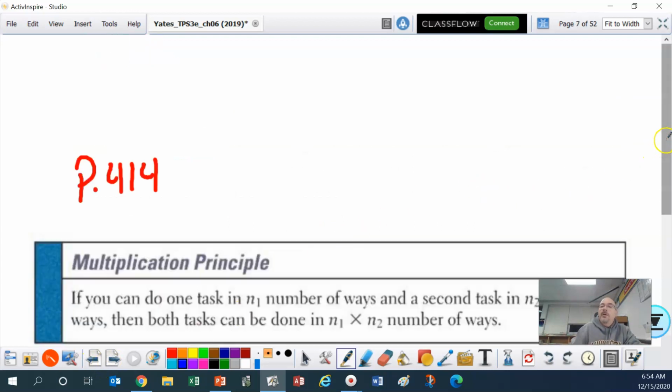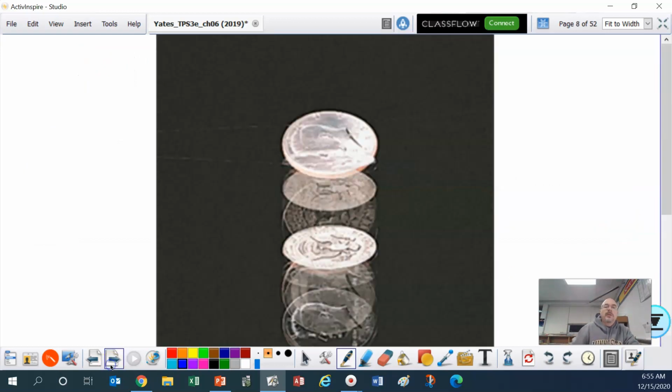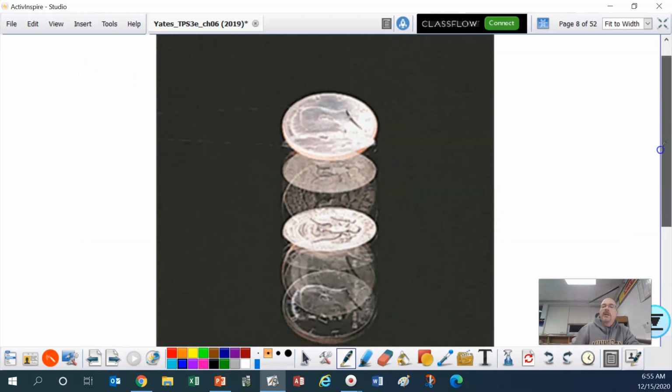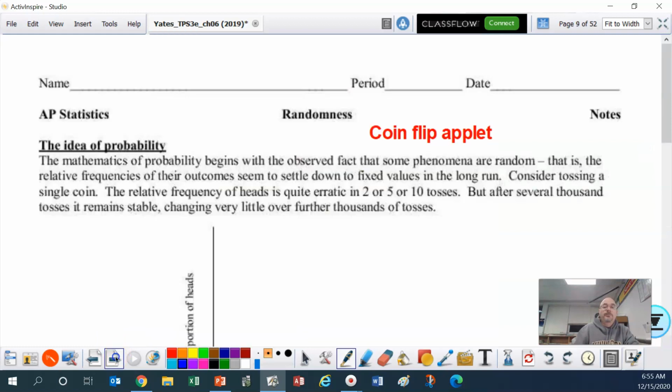The multiplication principle, which we will see in a little bit when I go over that. Again, if we had a handout, I'd hand it out to you. The multiplication principle: if you can do one task in n sub 1 number of ways and a second task in n sub 2 number of ways, then both tasks can be done in n1 times n2 number of ways, you multiply them together. All right, ladies and gentlemen, we're going to look at a coin flip here to start with randomness.